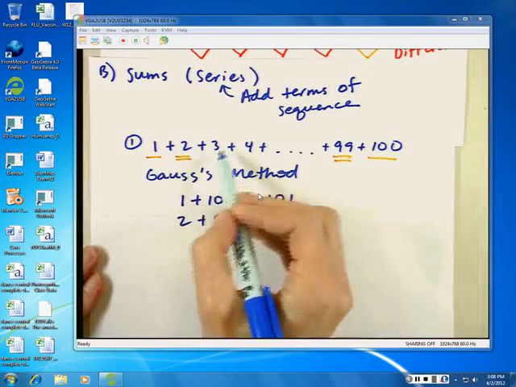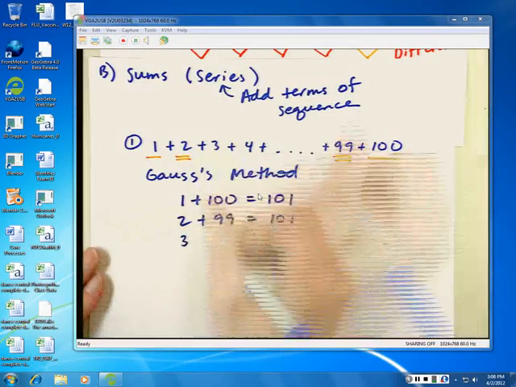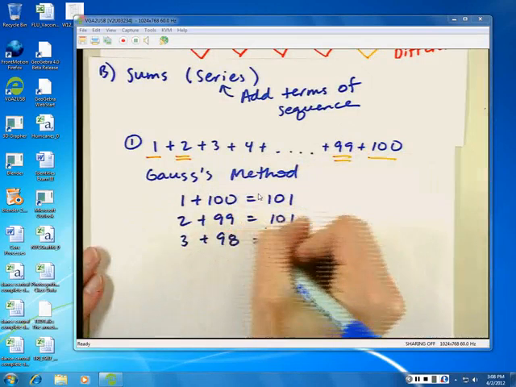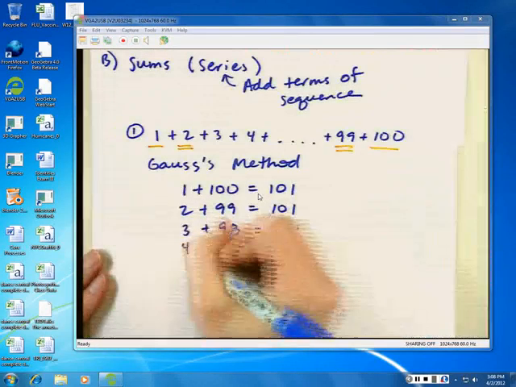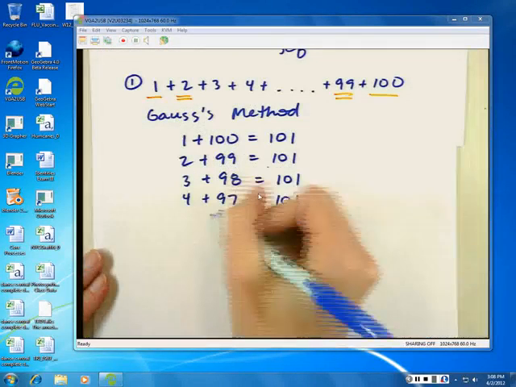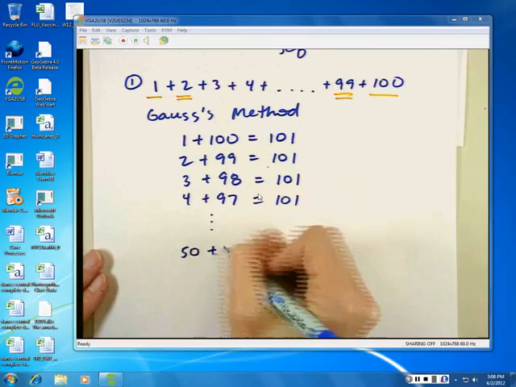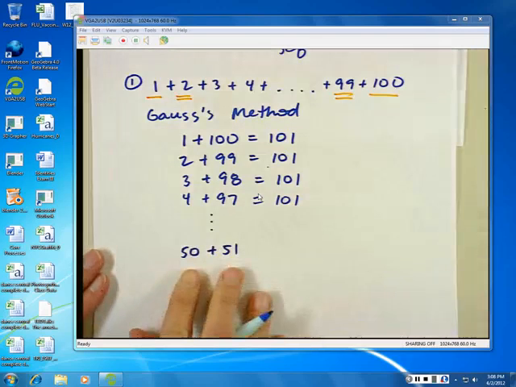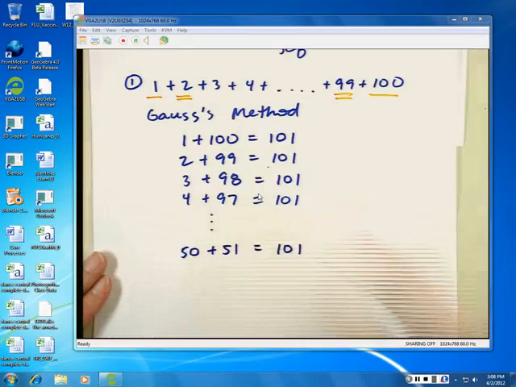The next one would be 3 plus 98, which would be another 101, and so on. 4 plus 97 is another 101, and we would be able to pair off these numbers in the sum until we get all the way down to 50 plus 51. Those would be the last two numbers. Those are the middlemost numbers, which gives us another 101.